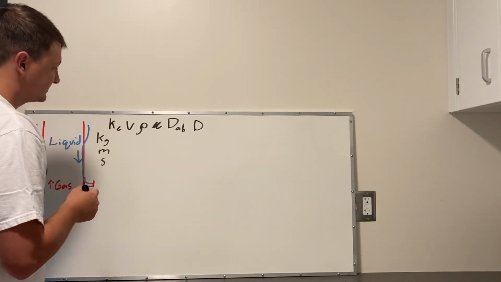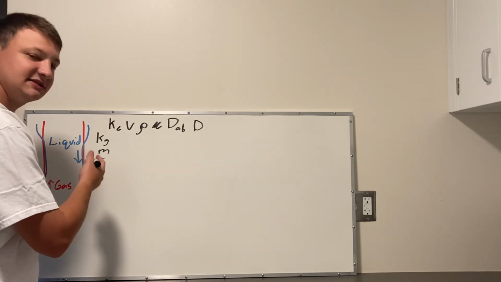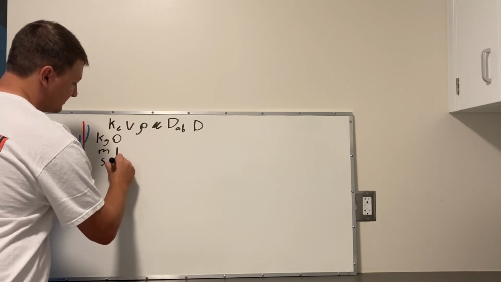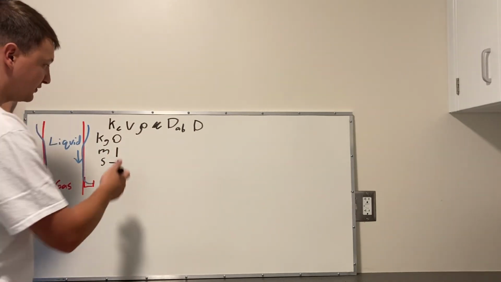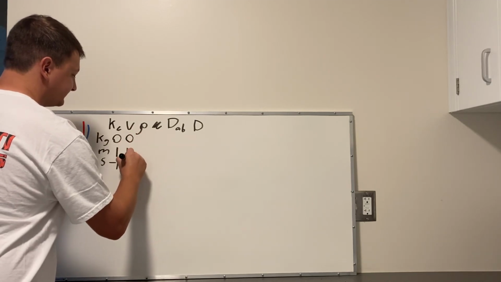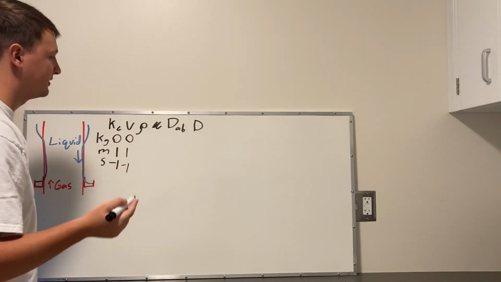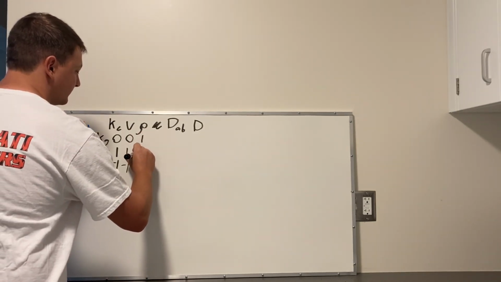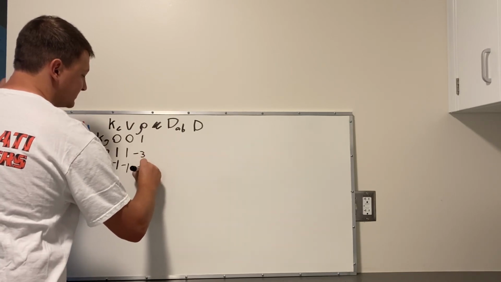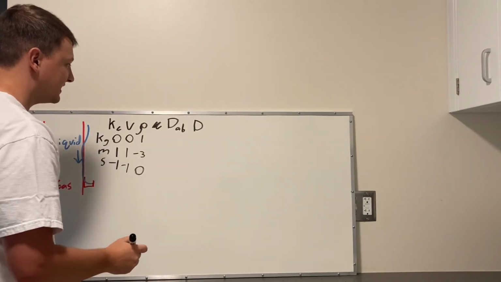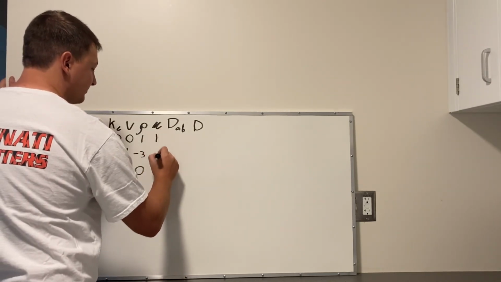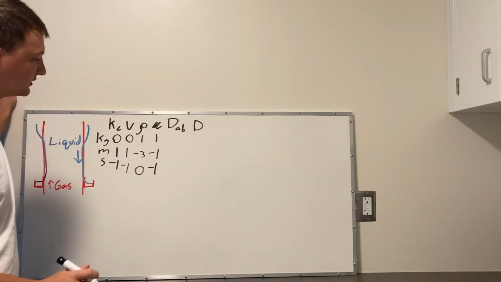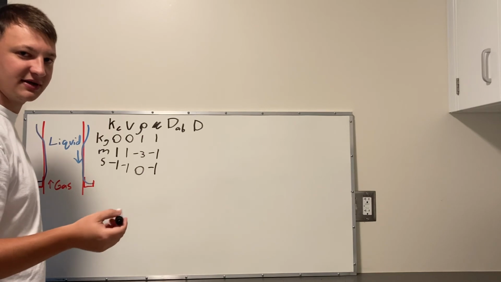For our mass transfer coefficient, we have meters per second. So in this example, 0 for kilograms, meters on top for 1, and seconds on bottom for -1. So velocity, meters per second, same thing, 0, 1, -1. Density is kilograms, 1, per meters cubed, -3, 0 for seconds. Our viscosity is kilograms per meter per second. So kilograms, 1, meters -1, seconds -1.